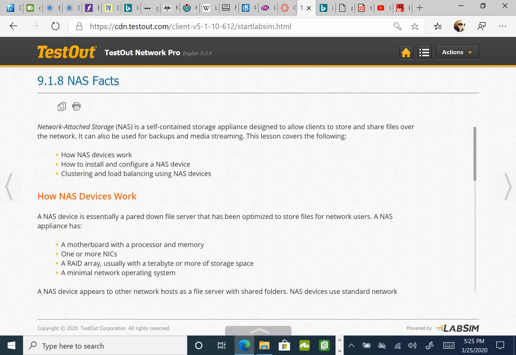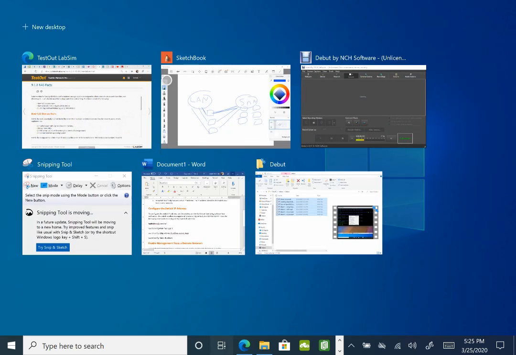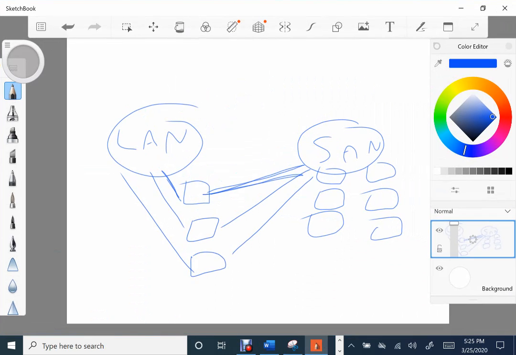All right, now this is a NAS. A NAS is a network attached storage, and it's not a SAN. It's not a storage area network. It is not what we're seeing here. A NAS would just be another box. Let's make it red, and we'll put it over here. And that NAS is connected into the LAN.